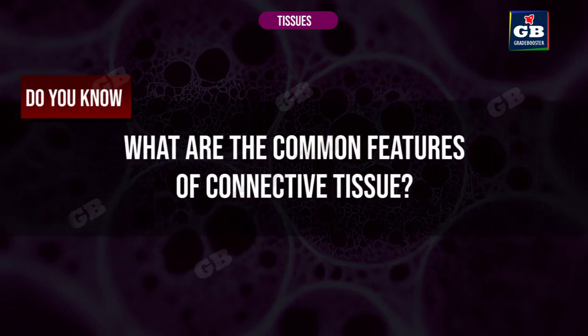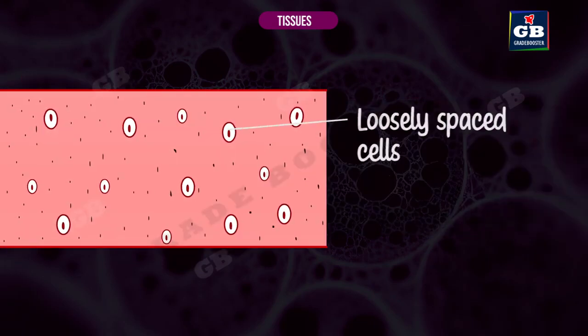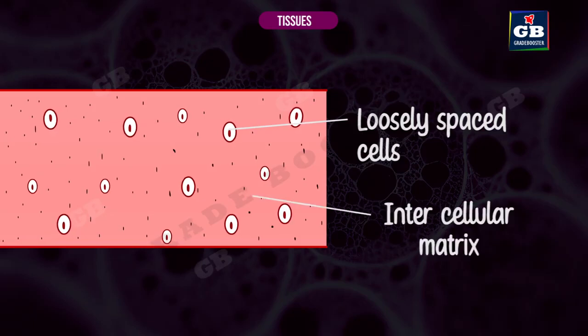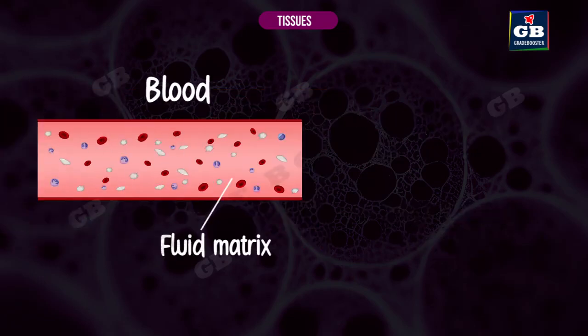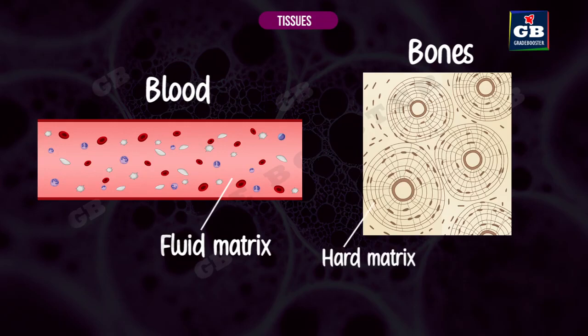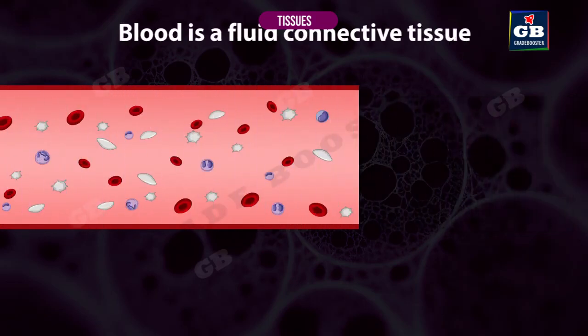What are the common features of connective tissue? The cells of the connective tissue are loosely spaced. They are embedded in an intercellular matrix. The matrix of blood is like a fluid, whereas the matrix of bone is very hard. Now let us study some important connective tissues in our body. First, let us see about blood.